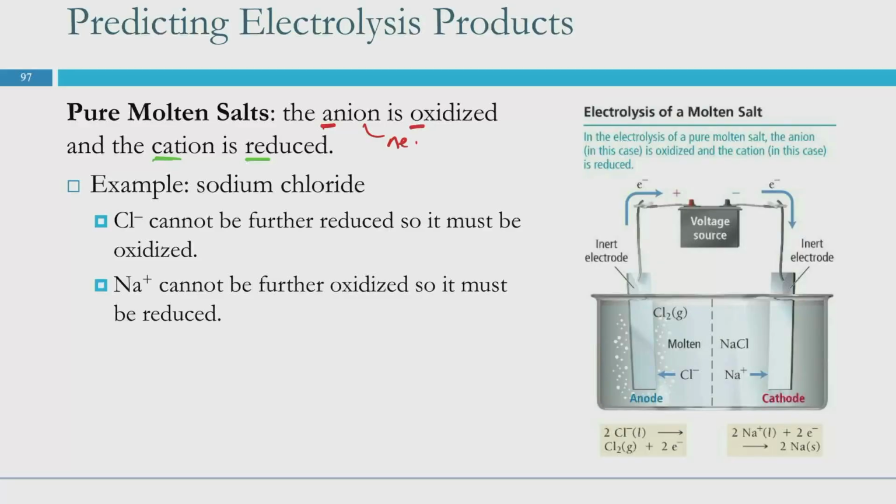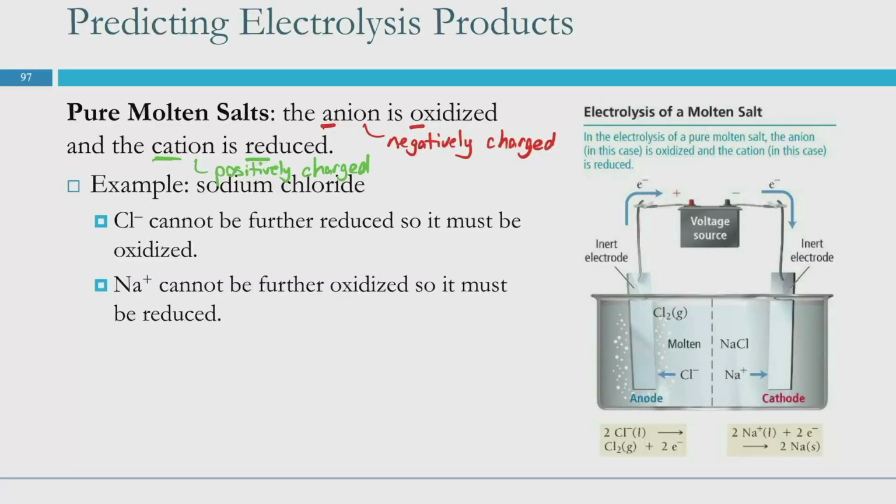Remember that the anion is negatively charged. It's just a negatively charged ion. And cation is positively charged. There's other ways to figure this out other than memorizing those definitions.